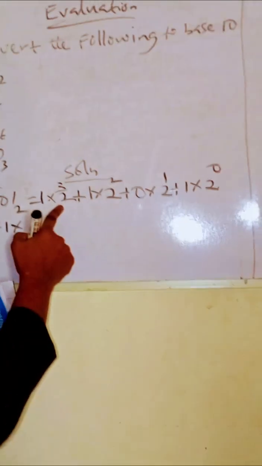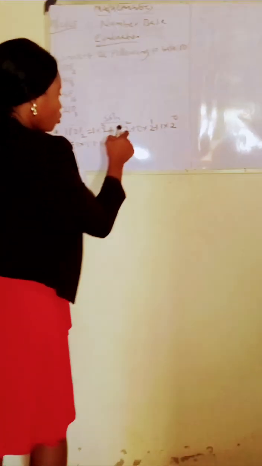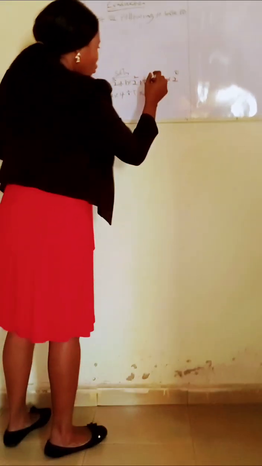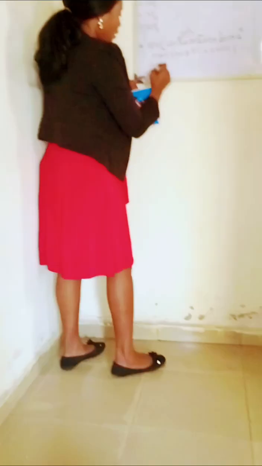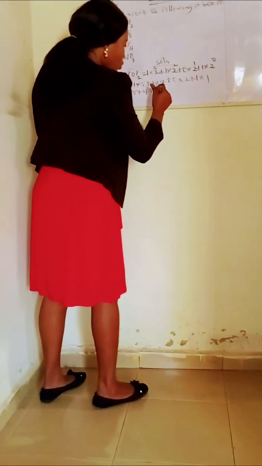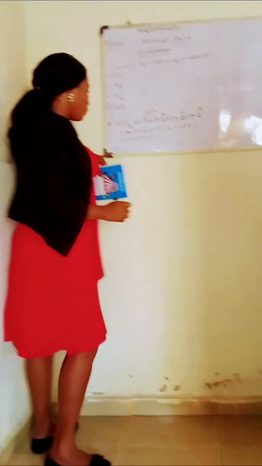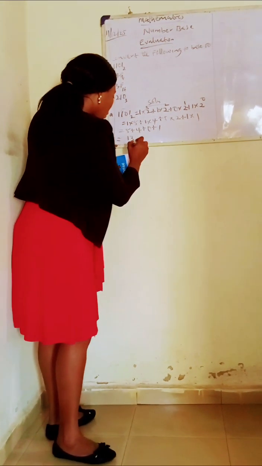So we now come down. 1 times 2 raised to power 3 is 8. Plus 1 times 2 raised to power 2 will give us 4. Plus 0 times 2 raised to power 1 will give us 0. Plus 1 times 2 raised to power 0 will give us 1. So 1 times 8 is 8, plus 1 times 4 is 4, plus 0 times 2 is 0, plus 1 times 1 is 1. So we add up: 8 plus 4 is 12, plus 1 is 13. So 13 in base 10.